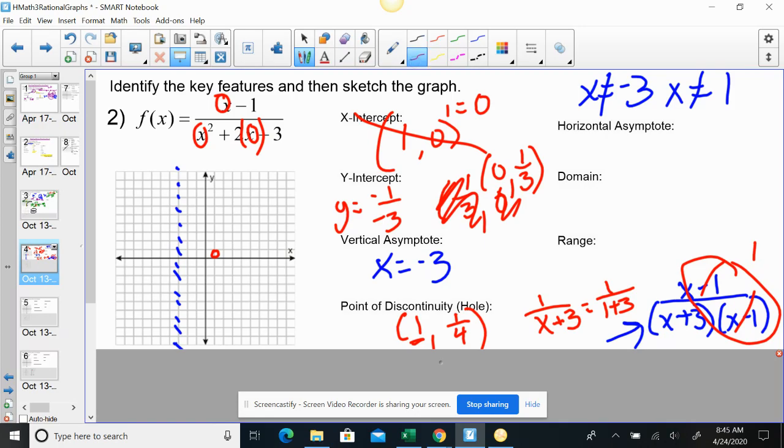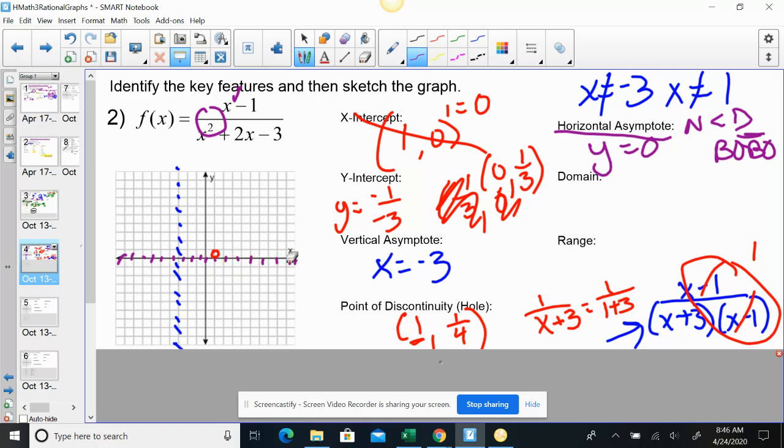Okay, BOBO needs to see. When I think about my horizontal asymptote, I want to look at the original. So if I'm looking at the degrees of this original, the degree of the numerator is 1. Degree of the denominator is 2. So the numerator is less than the denominator. Bigger on bottom. So this is a BOBO. BOBO means y equals 0. So this is going to go right here.